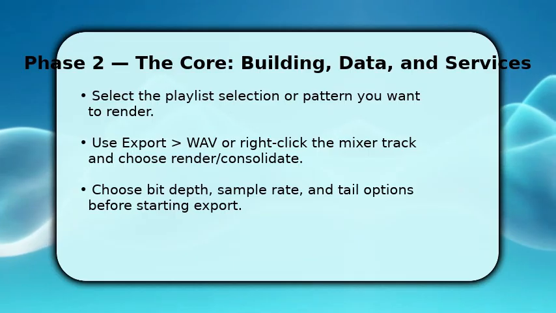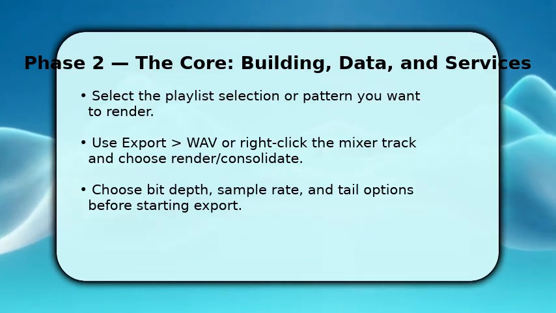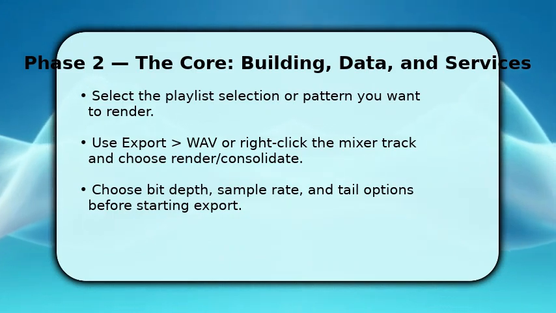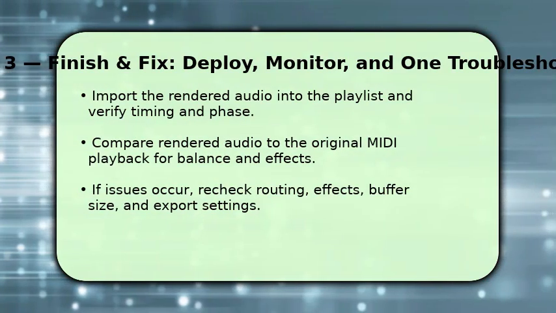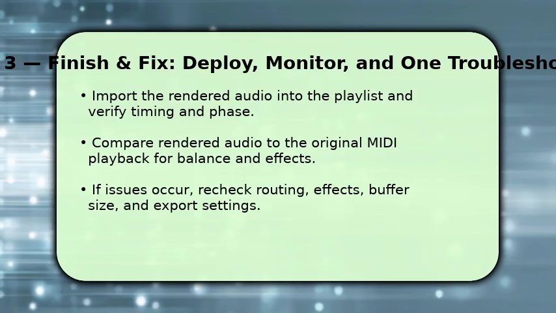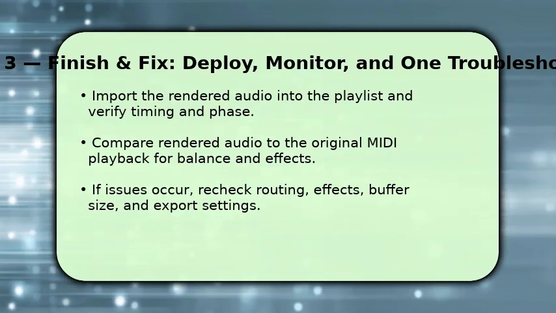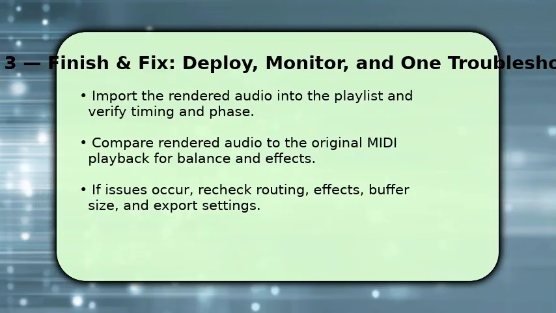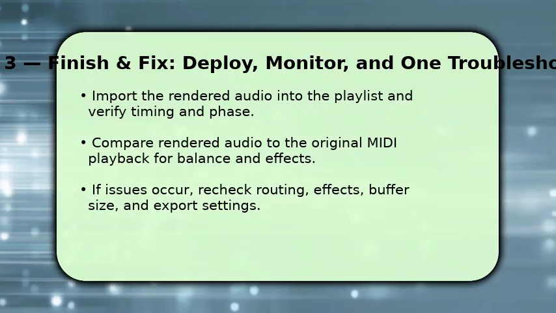Once you hit start, FL Studio prints the processed sound to an audio file or playlist clip, which you can then edit or replace the MIDI. Finish by dragging the rendered audio into the playlist and aligning it to the original MIDI so timing and phase match. Listen critically for level differences, stereo image changes, or missing effects. These tell you why a re-render might be needed.